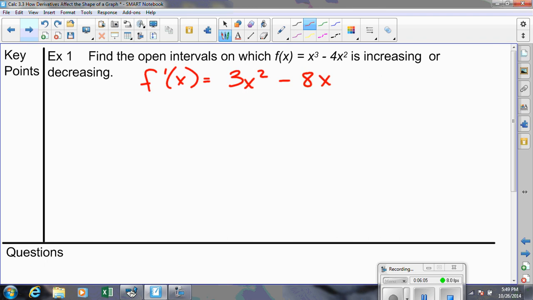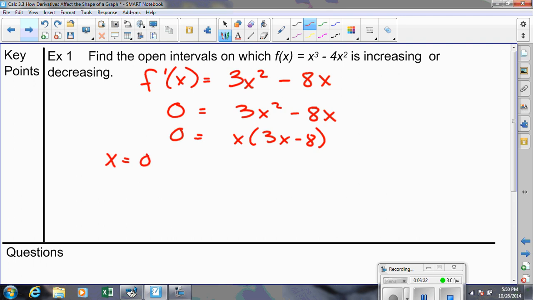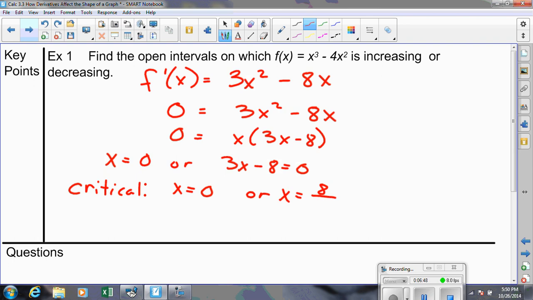Critical values are where the derivative equals 0 or does not exist, and this derivative is a polynomial, so it will exist everywhere. The only thing we need to concern ourselves with is where the derivative actually equals 0. We could factor out an x to give us x times (3x minus 8), and then by the zero product property, x is equal to 0, or 3x minus 8 equals 0. Simply solving those, we get the two critical values, x equals 0, or x is equal to 8/3, which we know is 2 2/3.